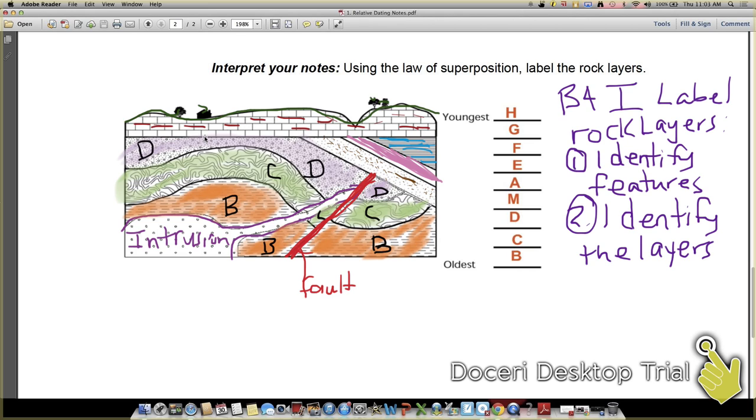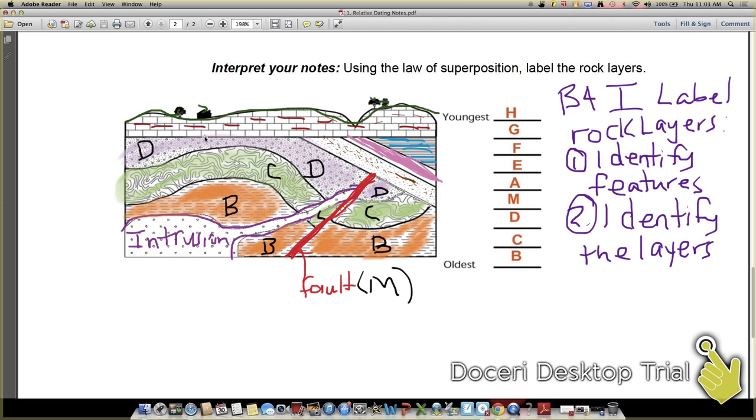It's after the fault. So which one is older, the fault or the intrusion? The fault is older. So therefore, the fault would be letter what? M. Do you understand that? Because if the intrusion were there, the intrusion would have been broken as well because it turns into hardened rock, which means that you would see intrusion pieces on both sides of the fault. We got that? Okay. We don't see intrusion pieces on both sides of the fault, so therefore the intrusion could not have been there when those rock layers were broken.